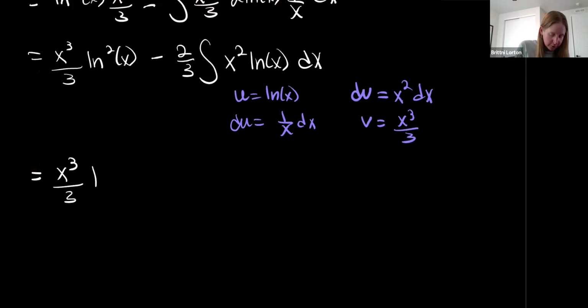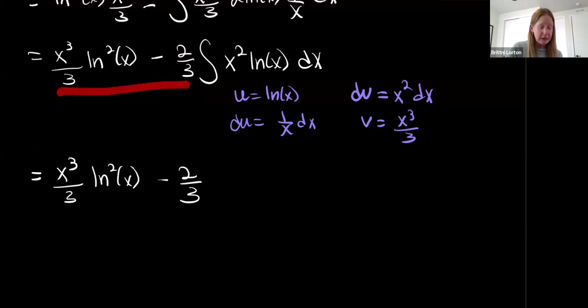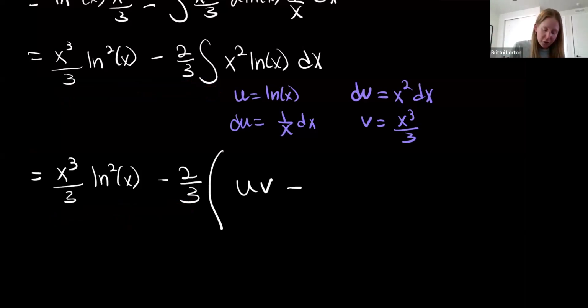So x cubed over 3, ln squared of x minus 2/3. I don't get to lose any of that stuff. That was part of the thing. I can't lose any of it. Then I have this integral. That integral is using integration by parts. So then that entire integral turns into a parentheses with its own integration by parts.